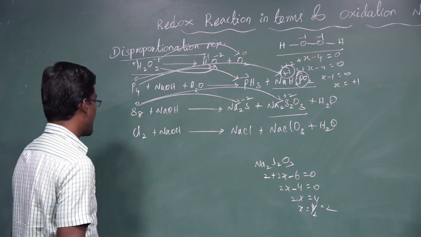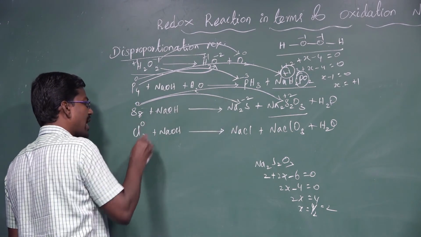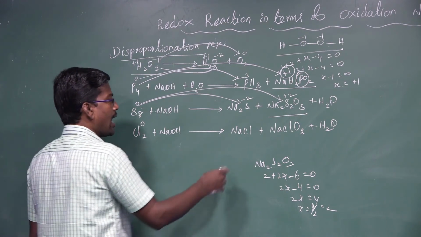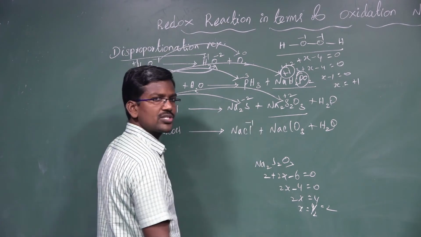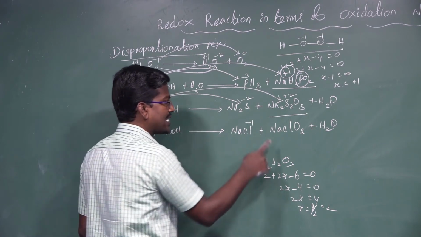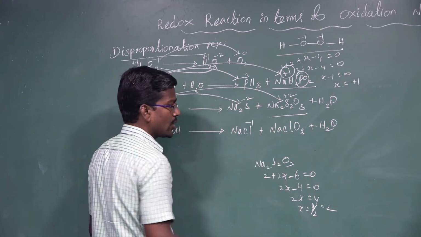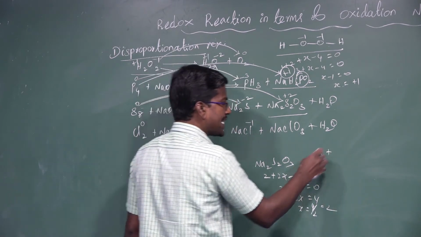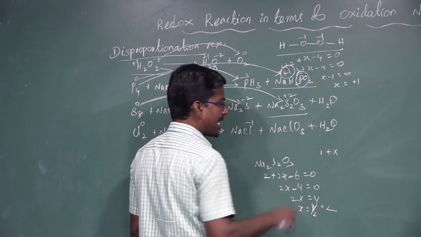Redox reactions. Next one. The oxidation state of chlorine is 0. Here, the oxidation state of chlorine in sodium chloride is minus 1. Another one. What is the oxidation state of chlorine in sodium chlorate? Sodium has oxidation state plus 1. Chlorine is expressed as x. How many oxygens? 3 oxygens.